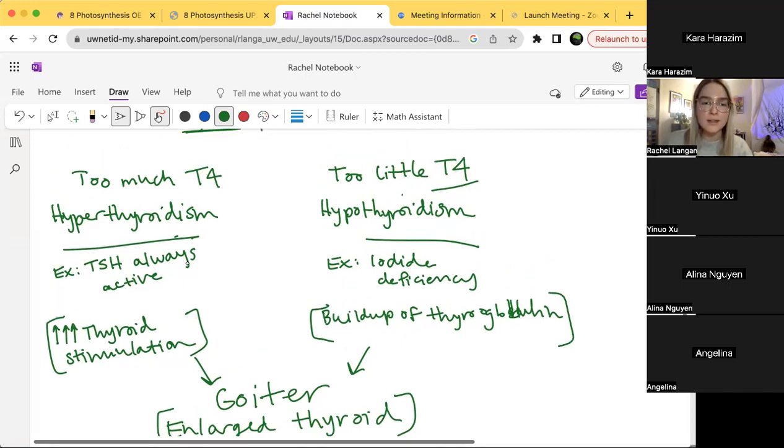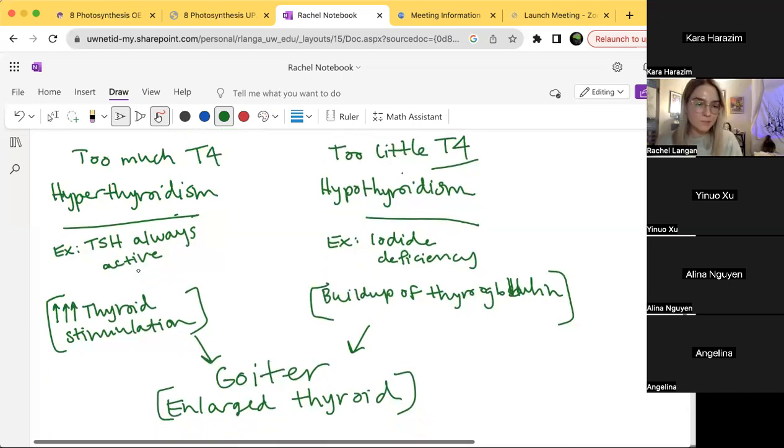No, so you can get hyperthyroidism, like in this case right here, if the TSH is always active, but there's still enough iodide around, then everything's going to be normal, right? We're still going to attach iodide to thyroglobulin and we're going to end up making a bunch of T4. So you're not necessarily going to get a buildup of thyroglobulin, but you can still get goiter just from too much stimulation of the thyroid.